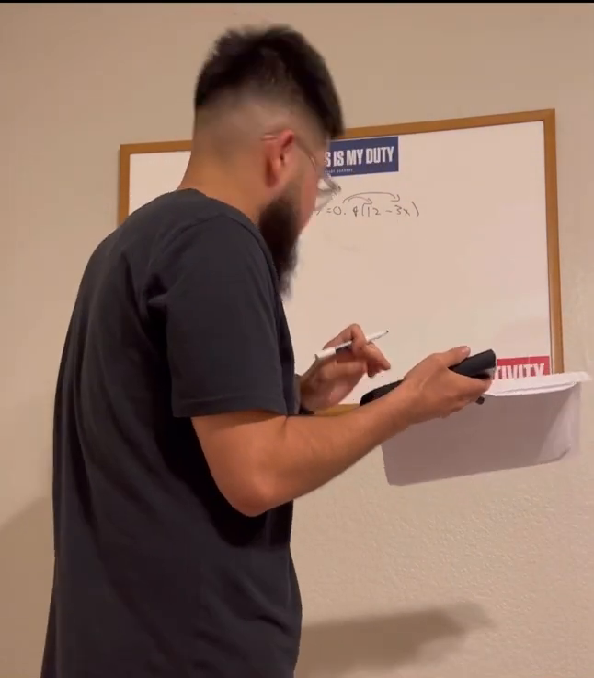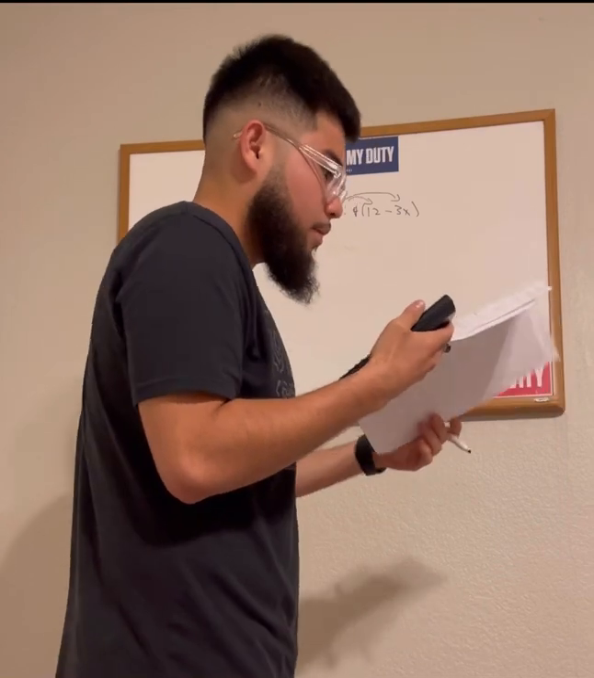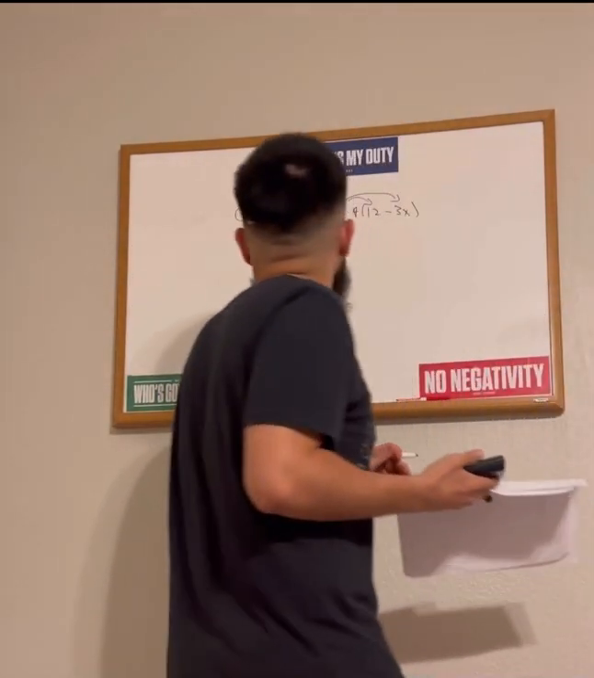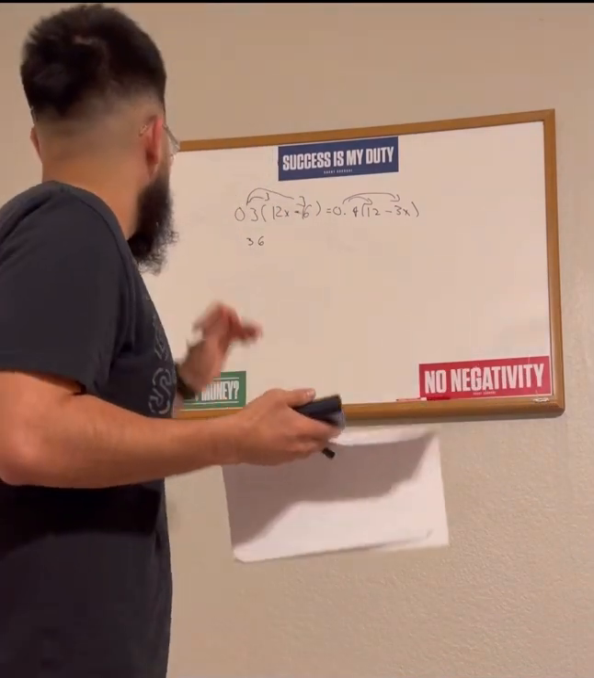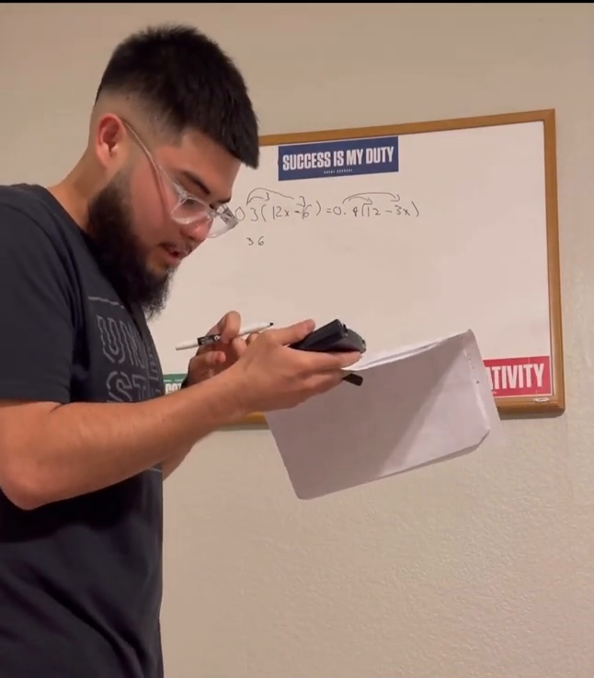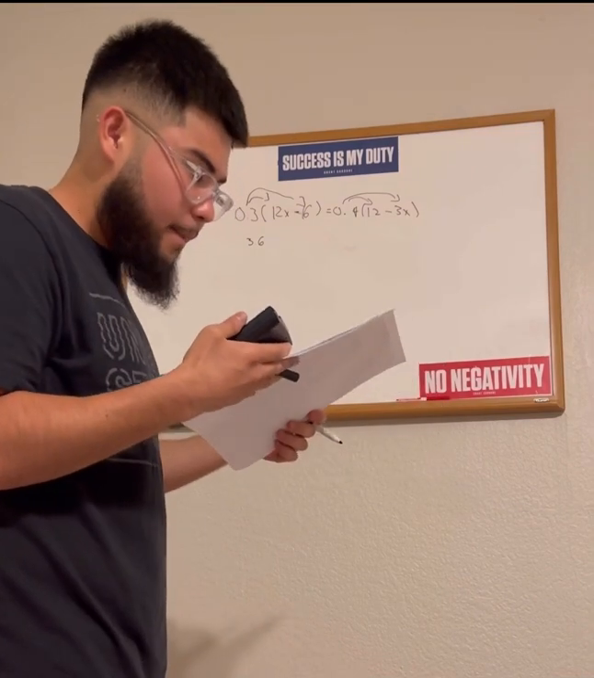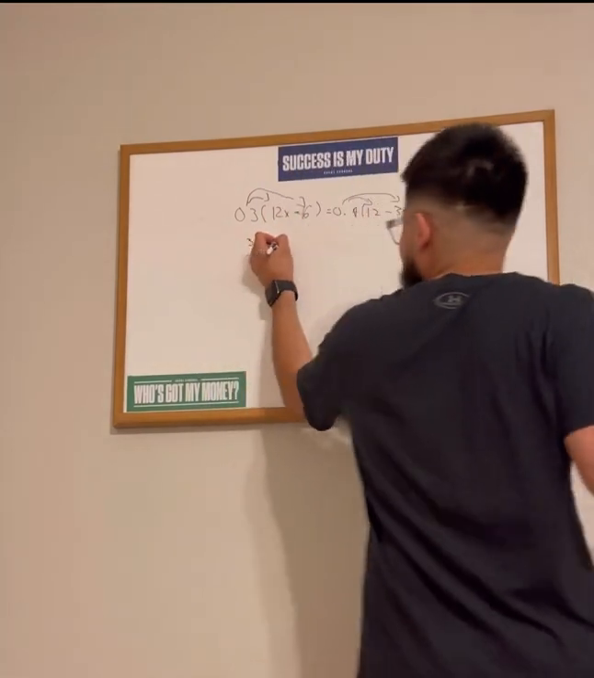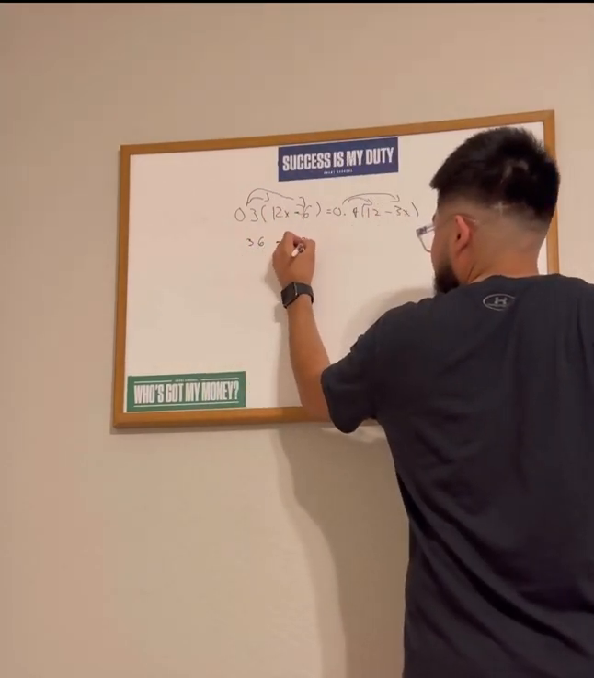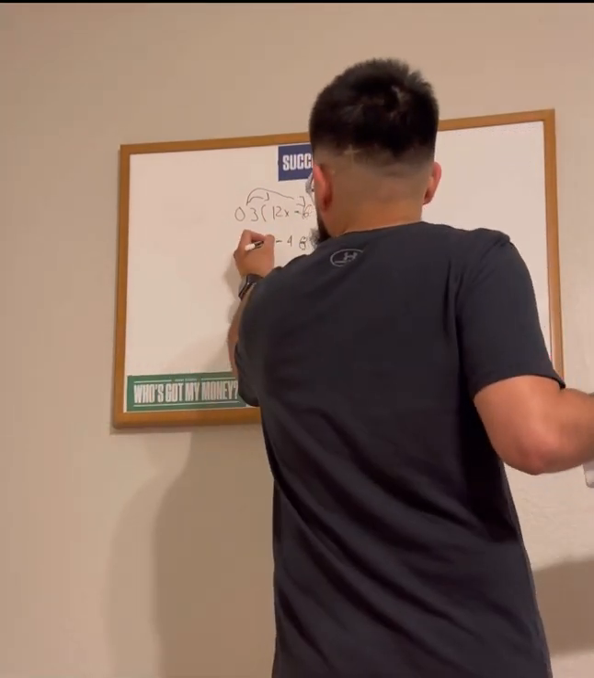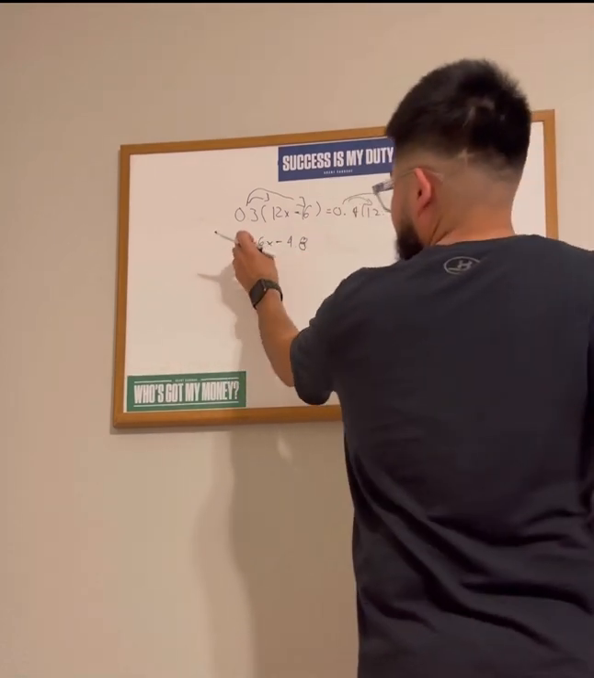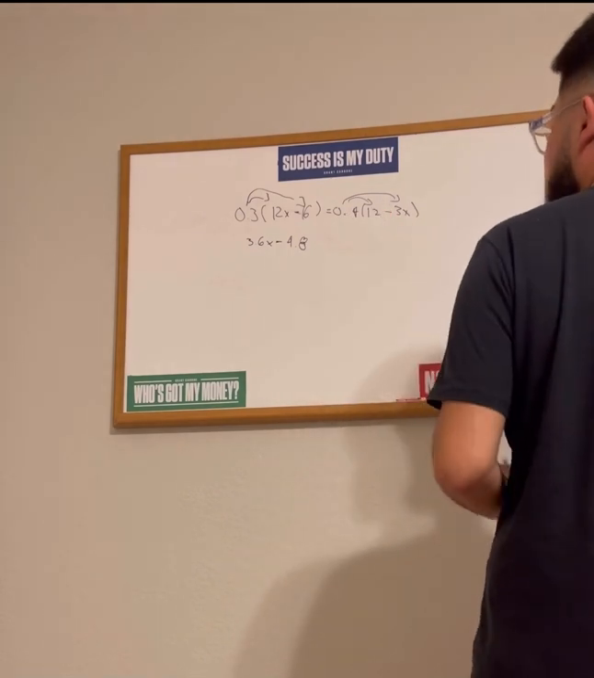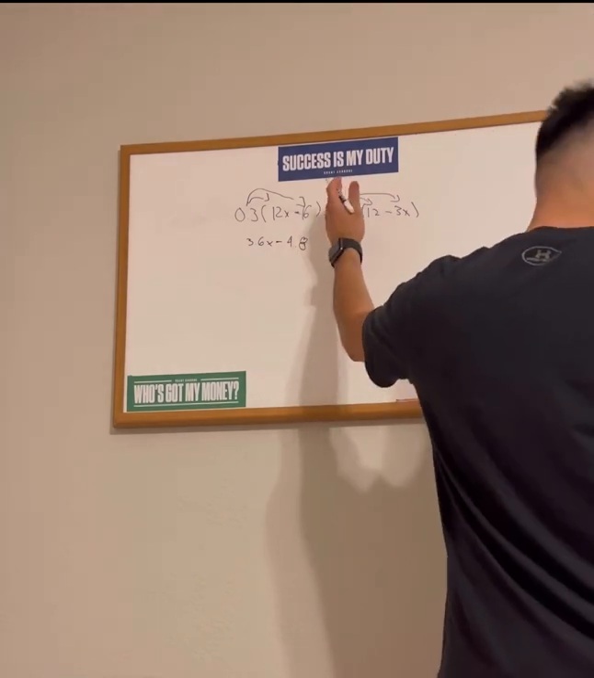0.3 times 12 is 3.6. Okay, 3.6. Got it. So it's 0.3 times minus 16 is minus 4.0. Everything is good. You have the x right here. Just put 3.6x minus 4.0. So you have to do the same thing right here.